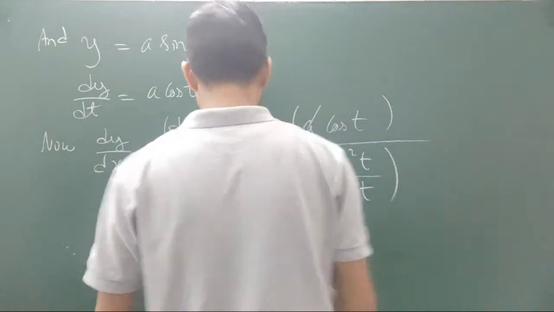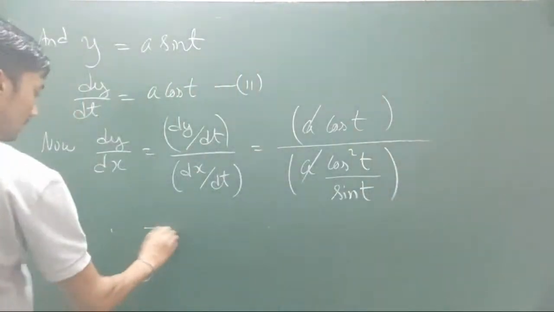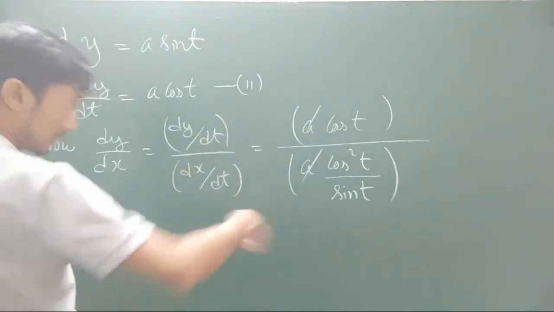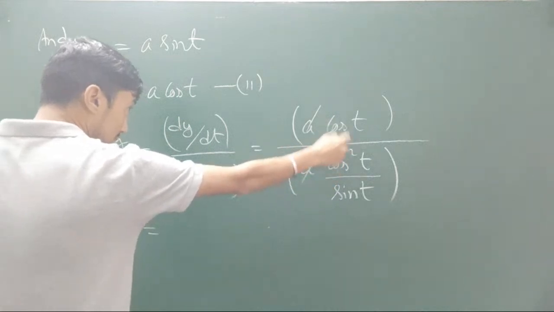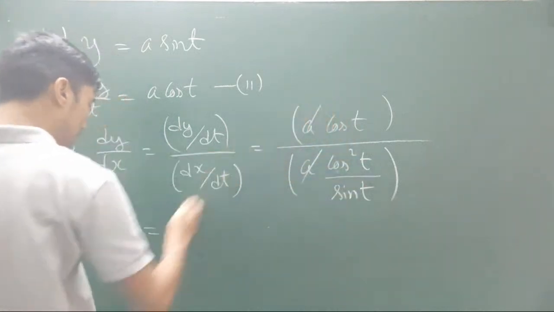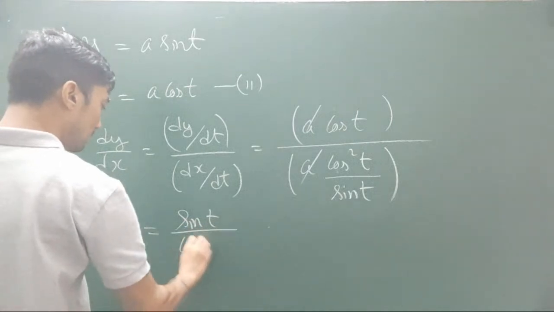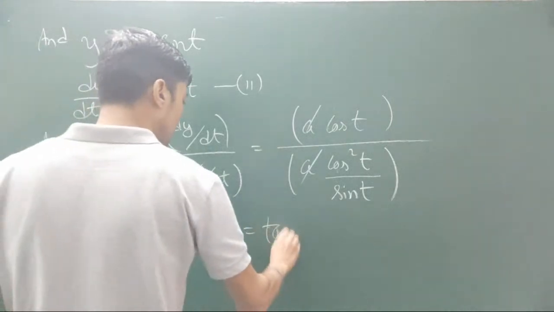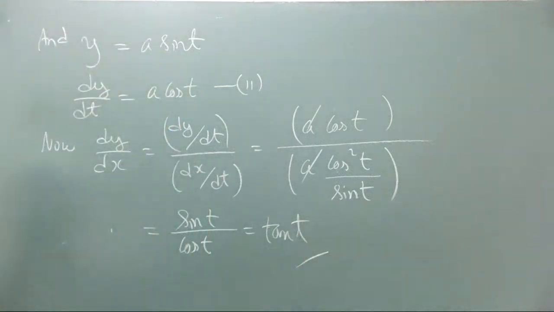So a can be cancelled. 1 cos t, 1 cos t. I'm going to do it directly. 1 cos t, 1 cos t cancels. Sine this and this cancels. 1, 1 each. Sine t will go up. We will have sine t divided by cos t. So the answer would be simple. Tan t.